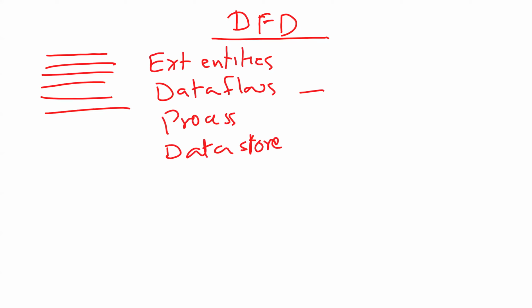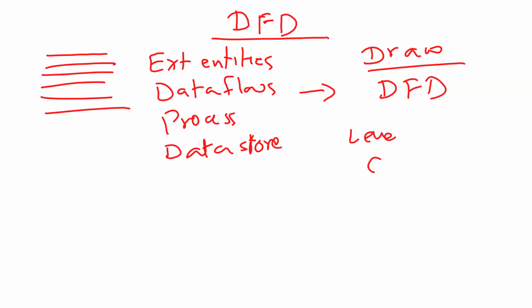And then you have to draw what? You have to draw DFD. Actually, first you draw DFD level 0. First you draw level 0, and then we have to expand it. We have to identify internal processes at level 1, and then we can draw level 2. Actually, this is the process, right?